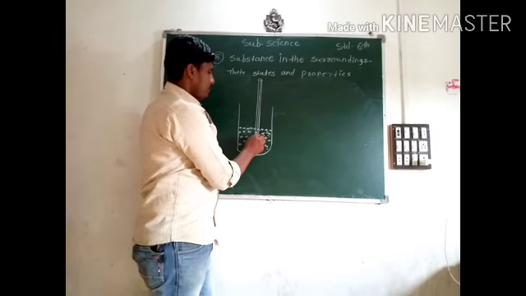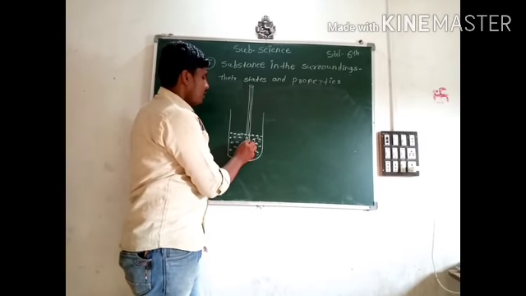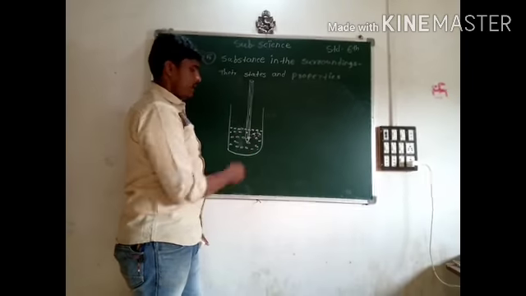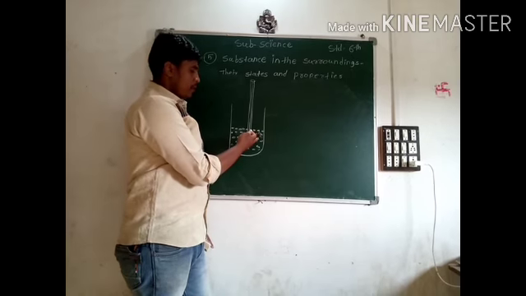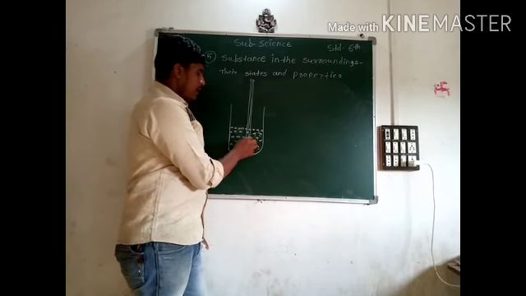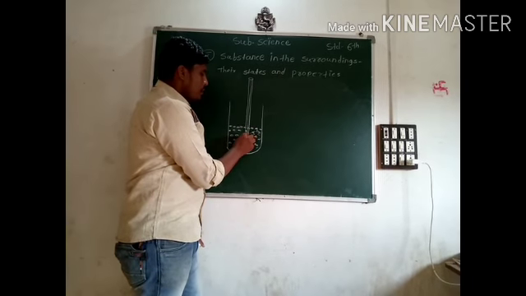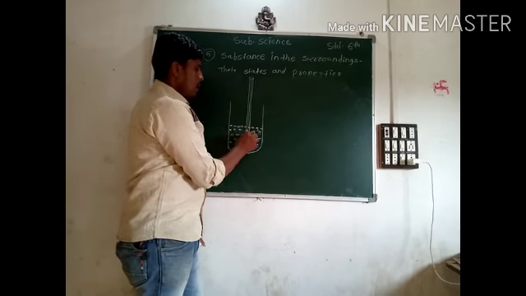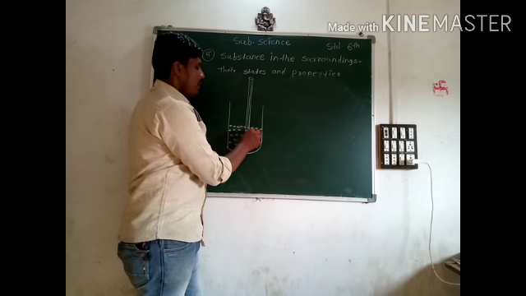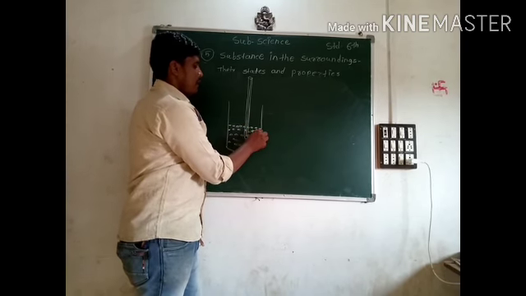That means mercury is stored in this thermometer. On increasing the temperature, the mercury expands. On decreasing the temperature, the mercury goes downward. Now, different types of thermometers are available in the market.